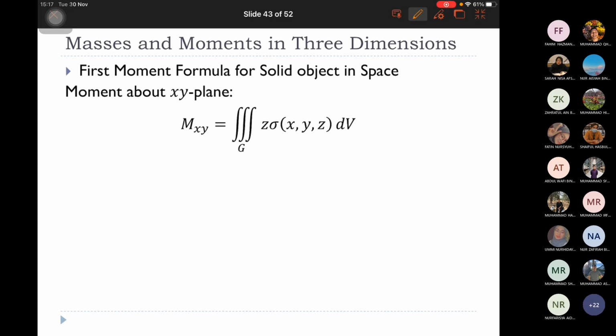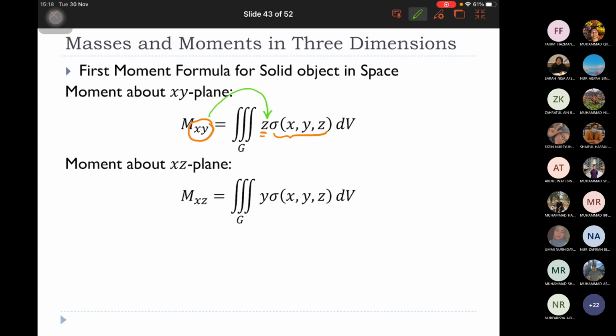Mxy will be equal to taking the triple integral over the bounded region G of z multiplied with the density of x, y and z. So you look at xy, but the variable that we multiply is z, the variable that is not in the plane that we are interested in. So the moment about the xz plane, Mxz, will be the triple integral of the y variable multiplied with the density, delta of x, y, and z dV.